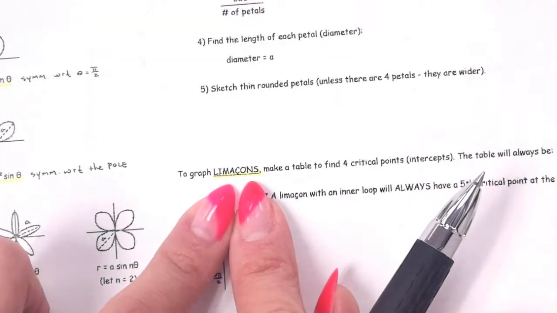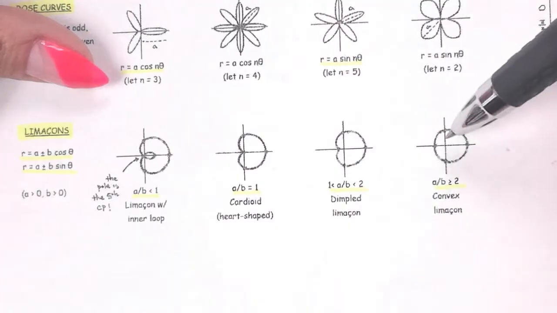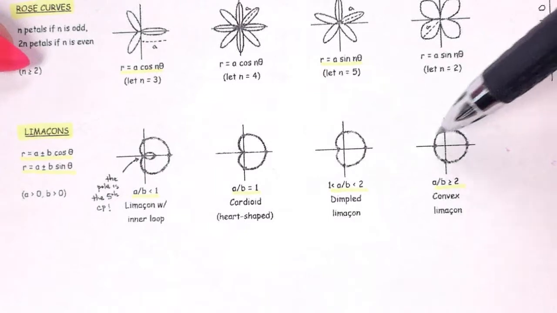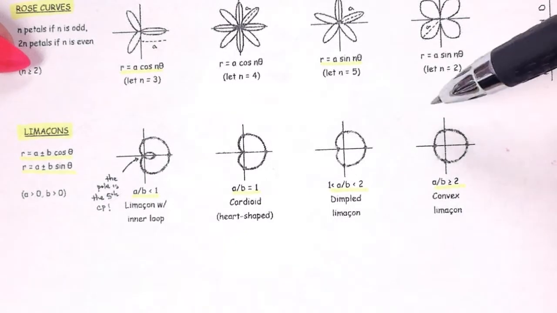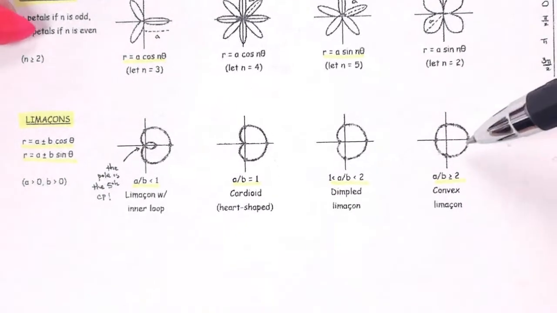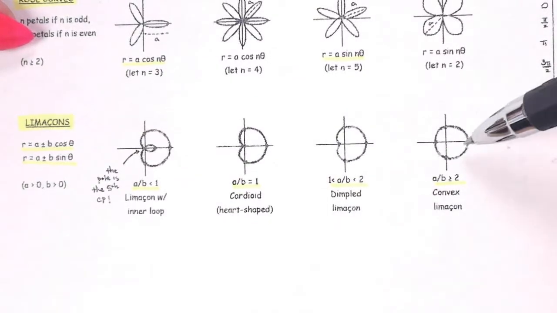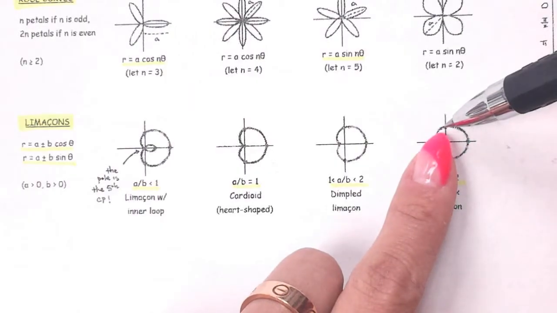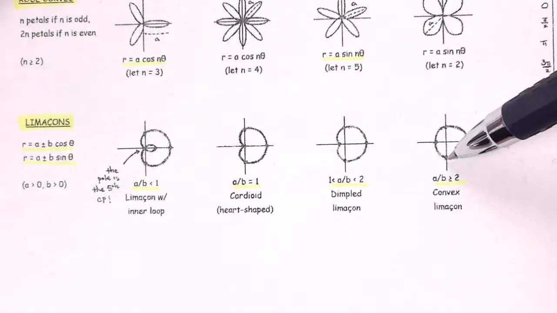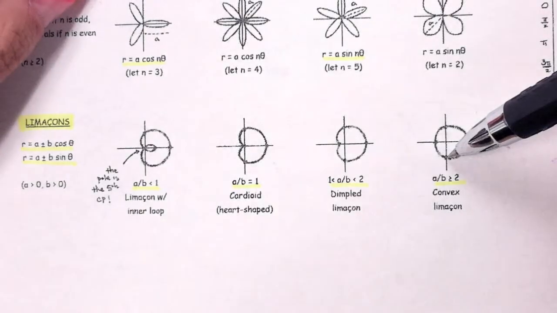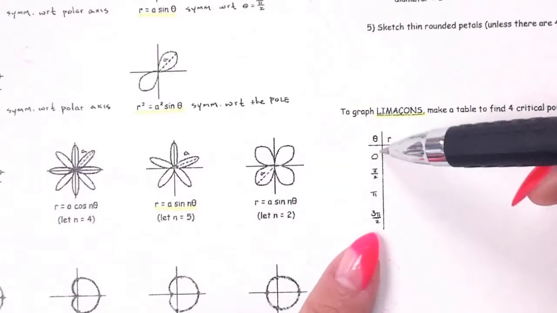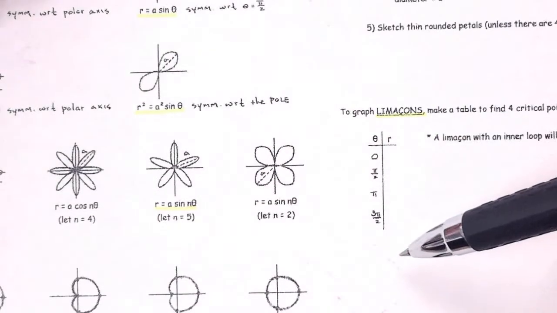And then to graph limacons. Limacons are like this. To graph them, what we really need are what we think of as x and y intercepts. Usually we just plug in 0 and see what happens, but these are not x and y anymore. This is theta equals 0 degrees, 90 degrees, 180 degrees, and 270 degrees. So really this is 0, pi over 2, pi, and 3 pi over 2. That's why we're using this. It's always going to be these 4.